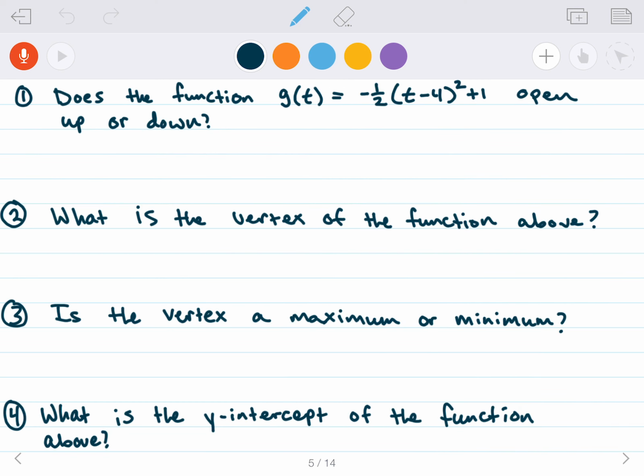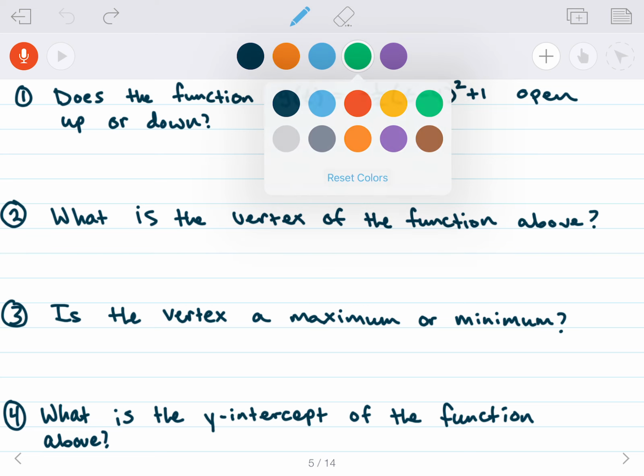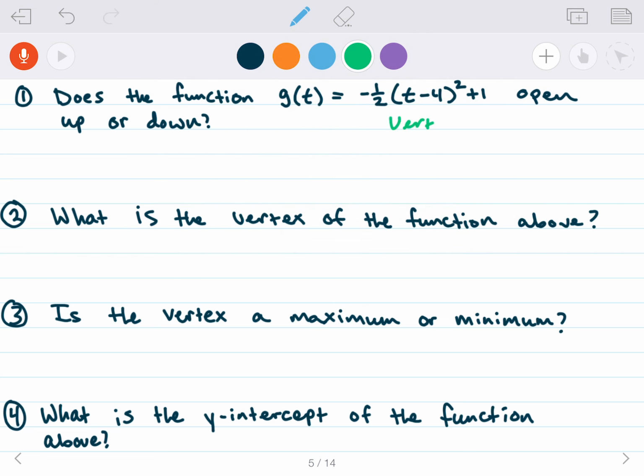All right, so let's look at this one. Does this function open up or down? Now, what form do we have here? Well, this is going to be vertex form, right? Because we have the a in the front, we have the h on the inside of the parentheses, and we have k at the end. So remember, again, a is going to be that number in front. It's negative. So this is a, and it's negative, so this is going to tell me it opens down.